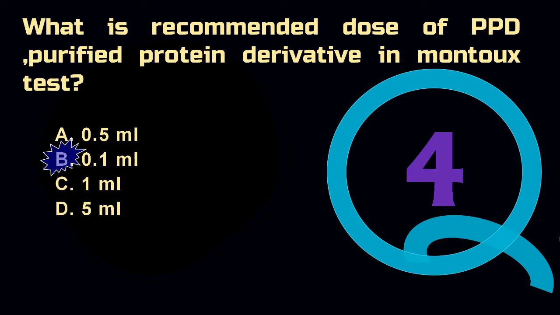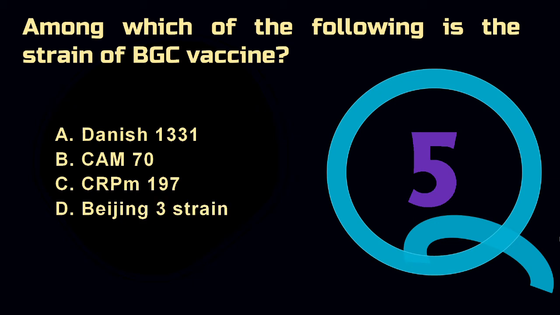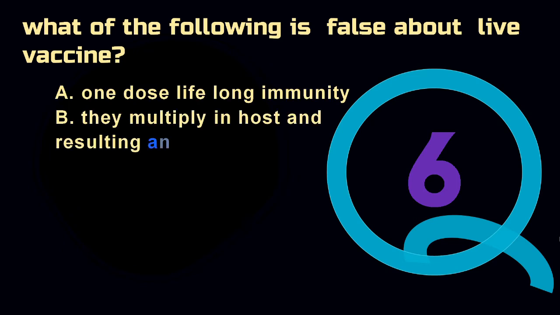The next question is, which of the following is the strain of BCG vaccine? Option A, Danish 1331, B, CAM70, option C, CRM 197, and option D, Beijing 3 strain. The correct answer to the question is option A, Danish strain 1331. The CAM70 is for measles vaccine, the CRM 197 is for pneumococcal infections, and the Beijing 3 strain is for Japanese encephalitis.